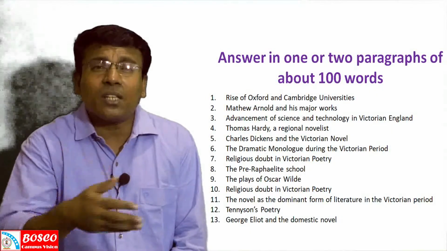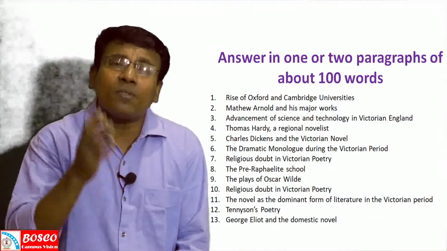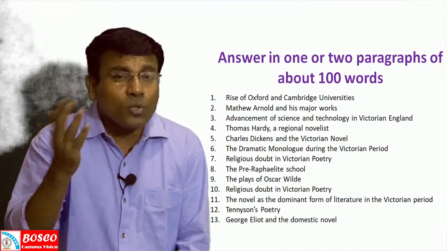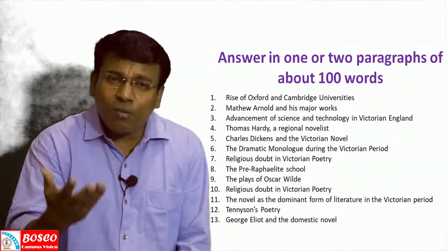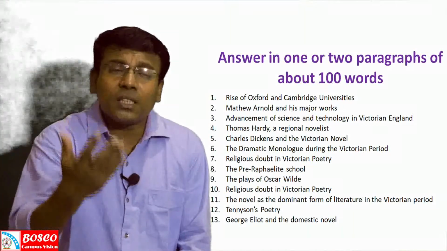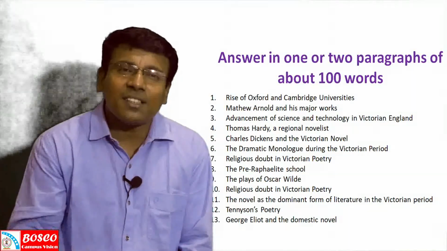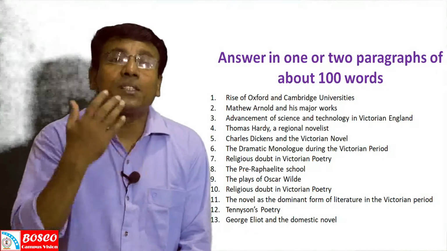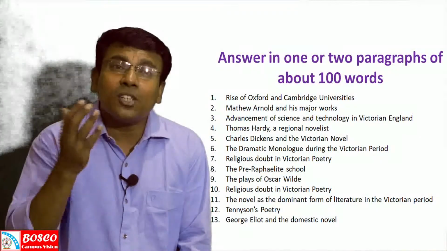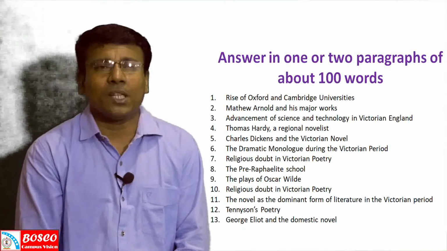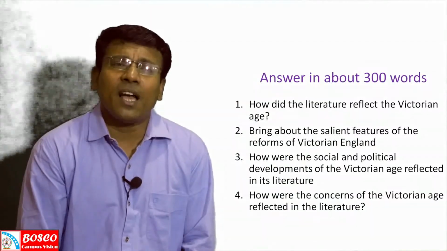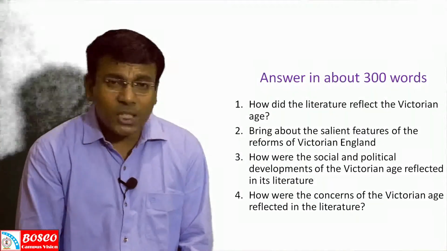The 11th question, the novel as the dominant form of literature in the Victorian period. The most prominent genre was the novel during the Victorian period. The 12th question, Alfred Lord Tennyson's poetry, the characteristics of his poetry. 13th one, George Eliot and the domestic novel. And there is a last category, answer in about 300 words. These are essay questions.